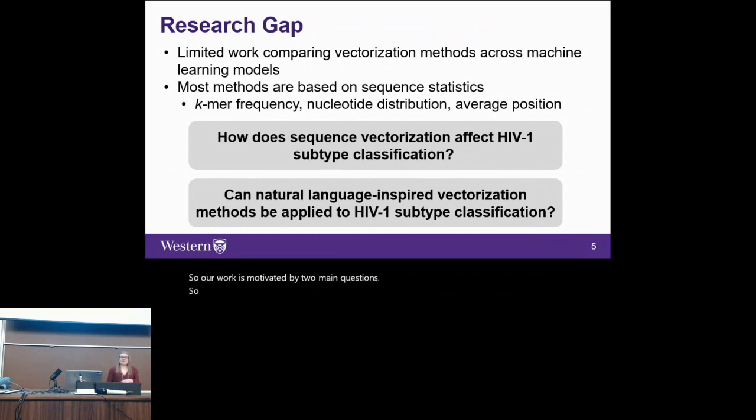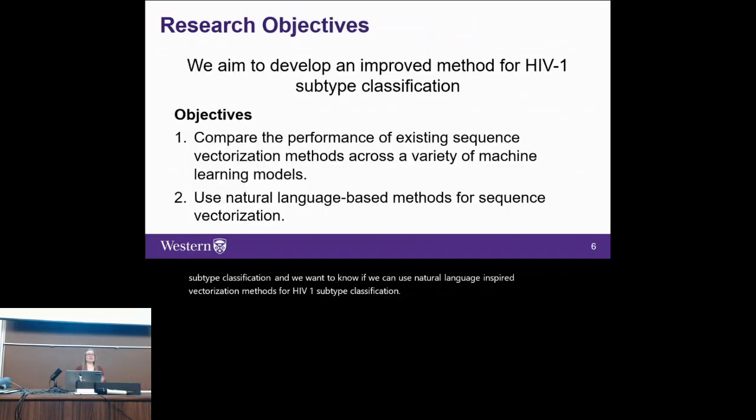So we want to know, how does the sequence vectorization method affect HIV-1 subtype classification? And we want to know if we can use natural language inspired vectorization methods for HIV-1 subtype classification. So basically, our ultimate objective is, can we find a better model to classify HIV-1 subtypes?